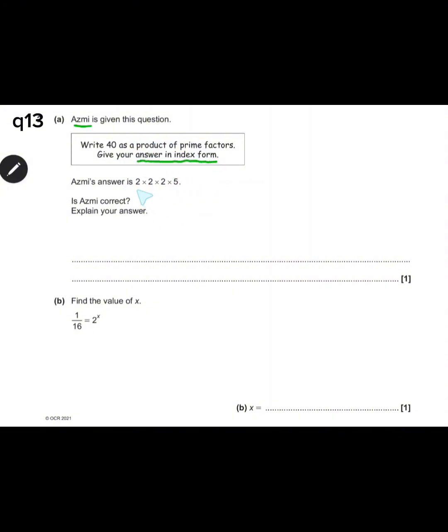Asmir has answered a question, and it says product of prime factors, answer in index form. Well, let's just check his answer. 2 times 2 is 4, times 2 again is 8, and 8 times 5 is 40. The only problem, he's not written his answer in index form. It should be 1, 2, 3 2's, so 2 cubed multiplied by 5.